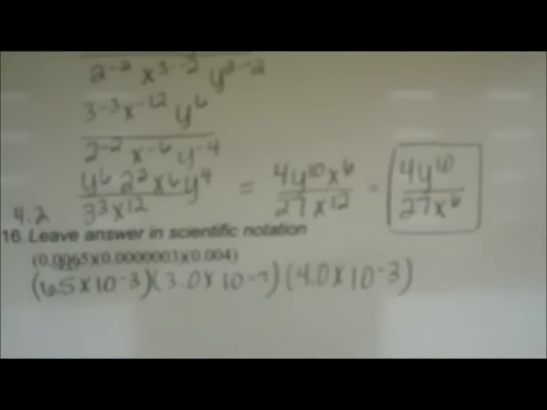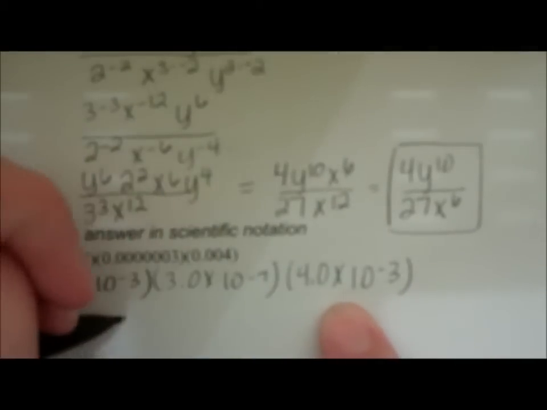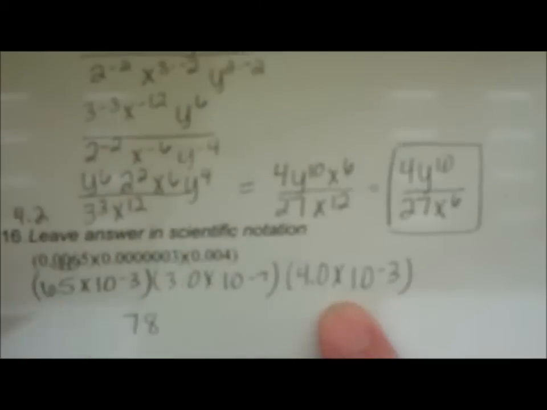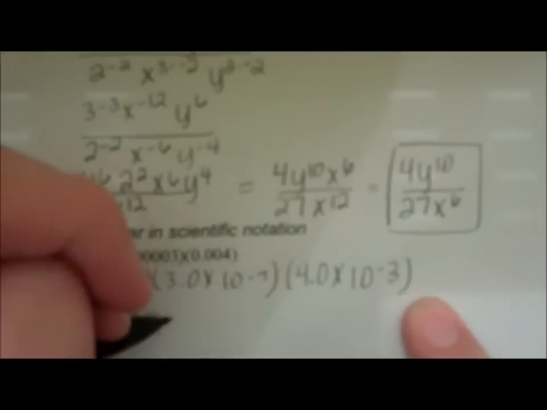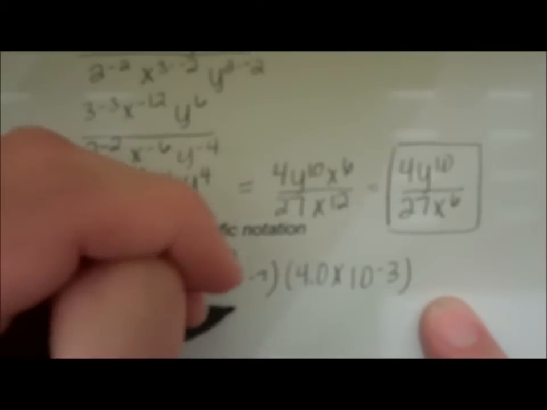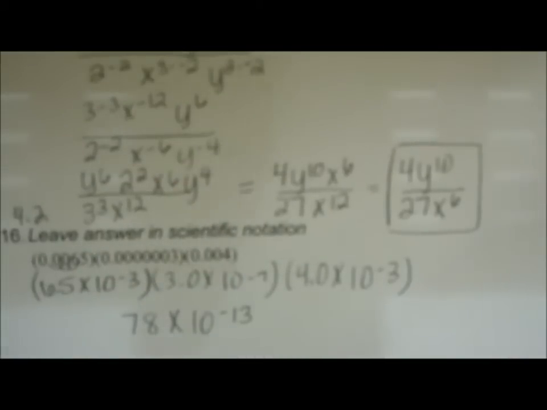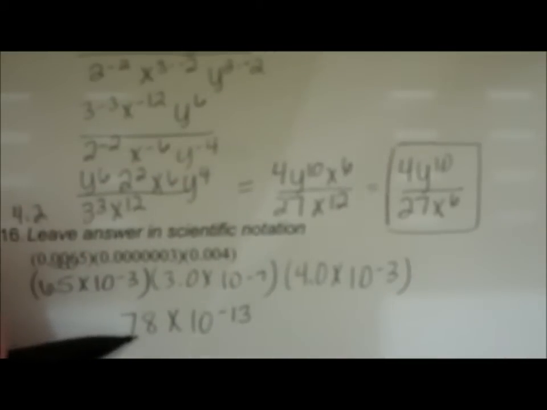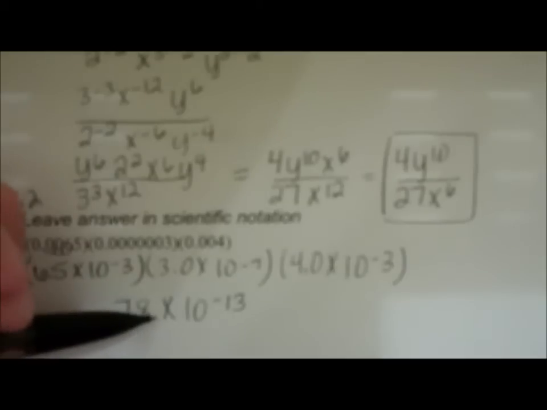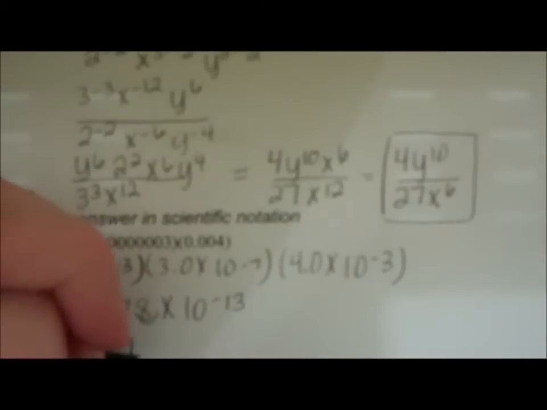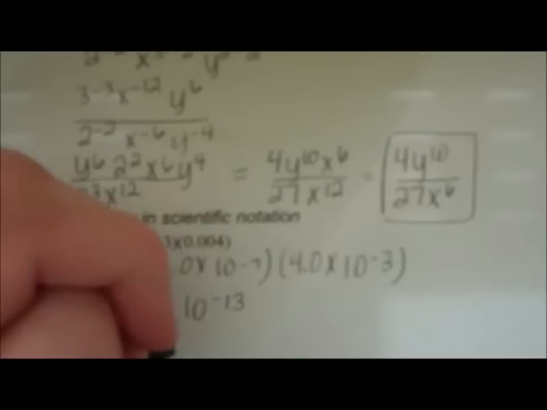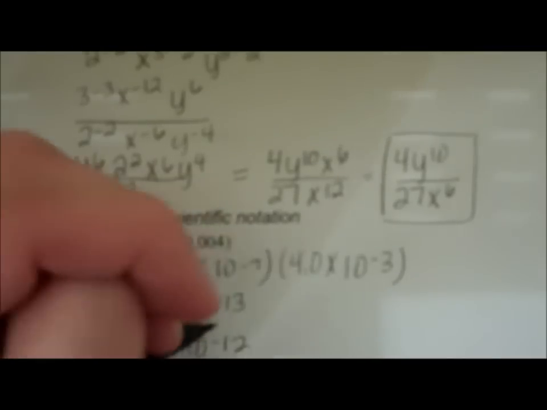Now if I multiply 6.5 times 3 times 4, I get 78. Oh, if I multiply all of these, I get 78 times 10 to the negative 13. Now I can't leave it in this form because it's scientific notation. I have to move the decimal over 1 place. When I move it 1 place to the left, that becomes 7.8 times 10 to the negative 12.